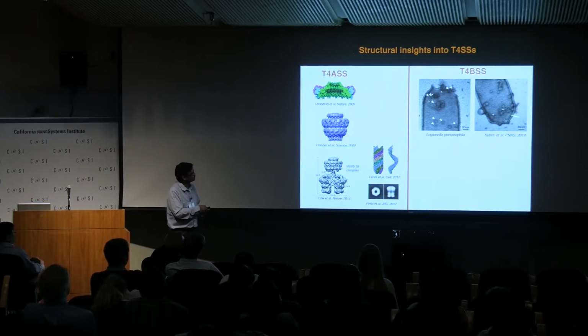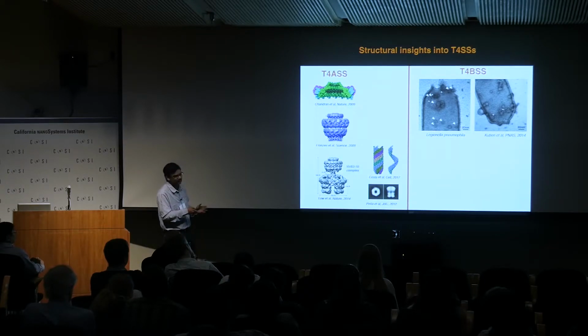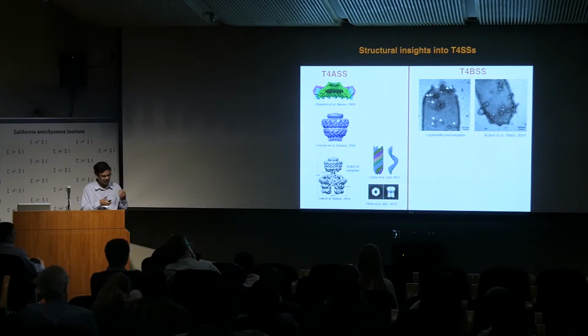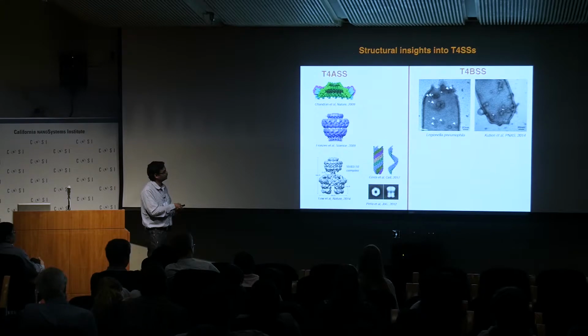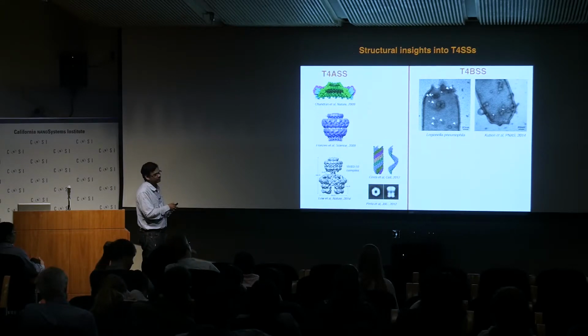And if you delete the type 4B secretion system from these cells, then you don't see those rings. So that just means that these are type 4B secretion systems. But we really don't know anything other than that in terms of architecture of this type 4B secretion system. And as I said, they have about 27 components compared to these, which has 12 components.